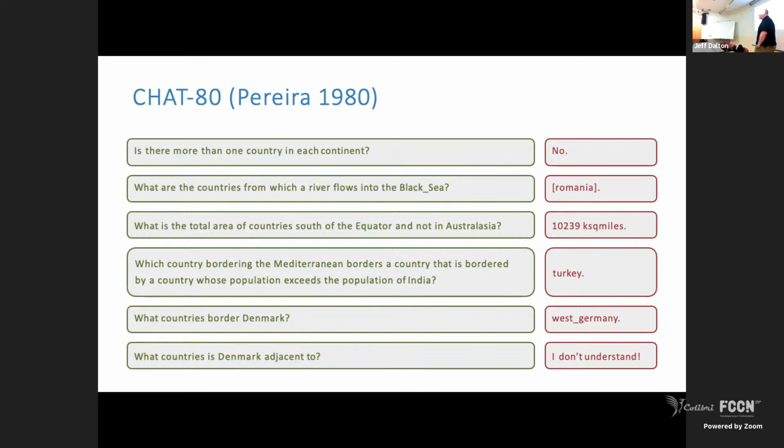This was built on hand-built lexicons, hand-built grammars, and hand-built rules, which is actually what the first systems at Google were also built on. So some things don't change and some things do. At the same time, it's quite brittle. If you ask, what countries is Denmark adjacent to? It doesn't understand, because that's not an expected form. So hopefully now, with the new neural models that we have, we can do a lot better than these simple brittle grammars.